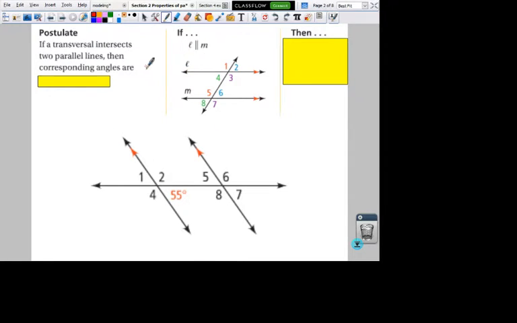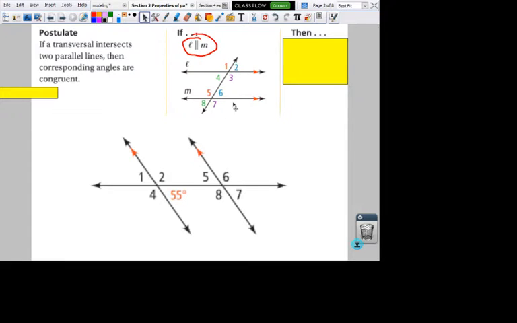So, to start with, remember this piece right here: L is parallel to M. L parallel to M. Those two little things mean parallel. So, when I have parallel lines, corresponding angles are congruent. When my lines are parallel, corresponding angles are congruent to each other.